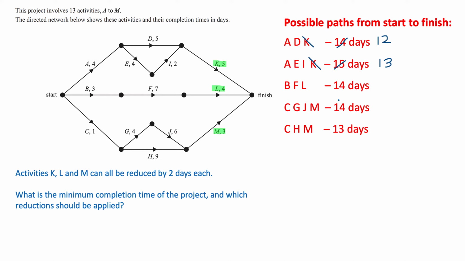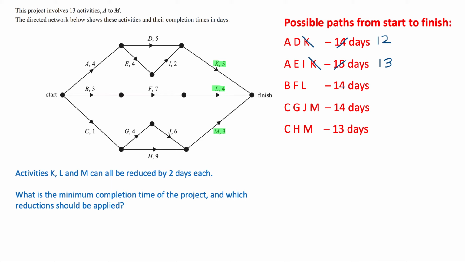That'll be a reduction. But notice that we still have these other 2 paths that are stuck on 13 days, and we don't have any activities that we can reduce to get them lower than 13 days. So 13 days is actually already the minimum time that we can get down to. So there's really no point reducing activity L or activity M by 2 days. It's likely to be a waste.